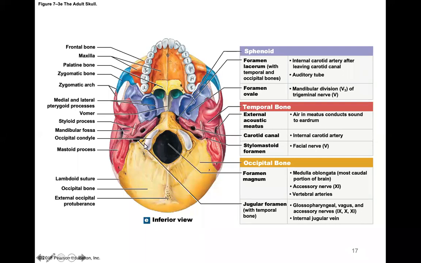Another very important structure right next to the foramen magnum and the occipital condyle, where the base of the skull will sit onto the vertebral column, is the jugular foramen. This is where the internal jugular vein will essentially leave the brain and head back down to the heart.